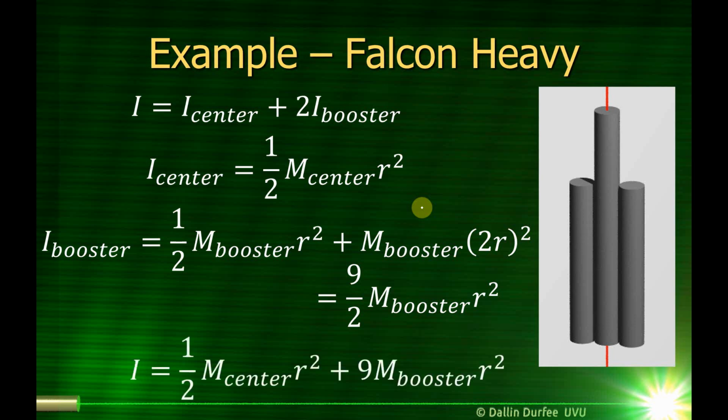So that means the total moment of inertia for this entire system is 1/2 the mass of the center cylinder, r squared, plus 9 times the mass of the boosters times r squared. A factor of 9 is pretty big, right? Having that extra stuff on the sides adds a lot, because the moment of inertia for a point mass goes as mass times radius squared. So as you increase that radius, it grows quite a bit.